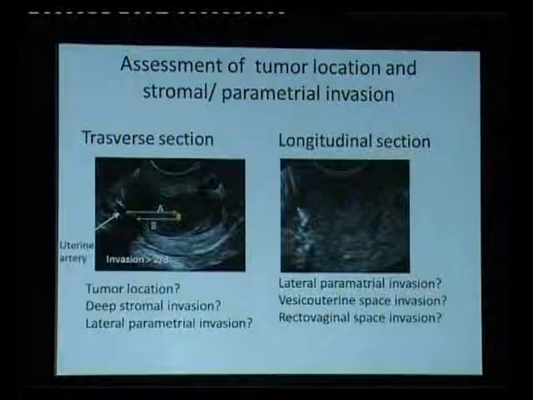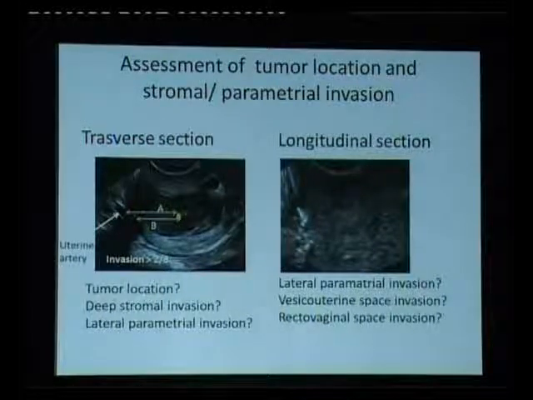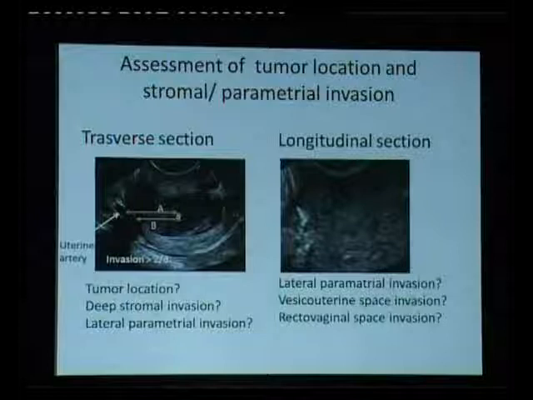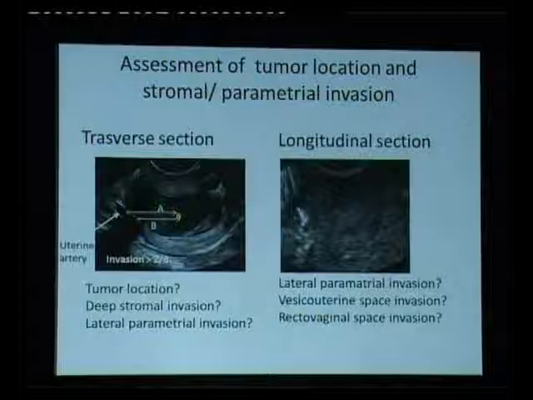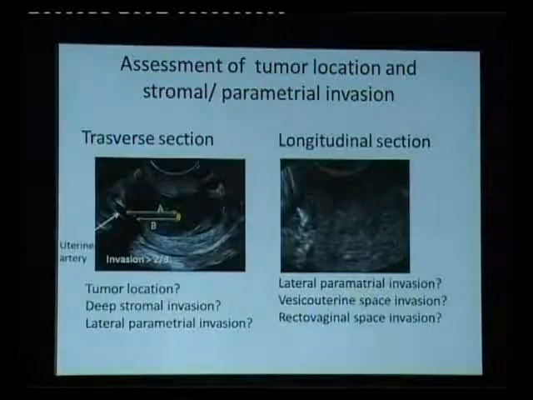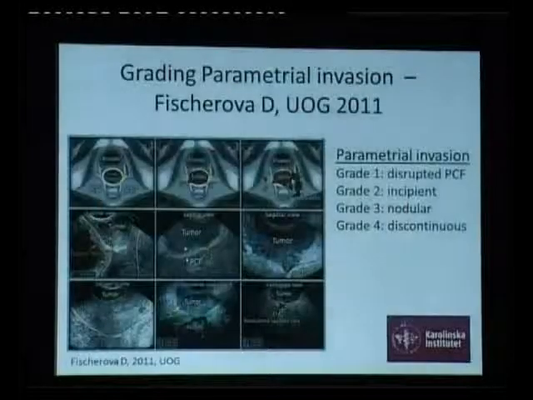In the transversal section, we will also look for the depth of the stromal invasion. We can also measure the minimal margin from the tumor to the pericervical fascia. And in the longitudinal section, we shall assess the anterior parametria and the posterior parametria. I will show you this in some dynamic clips.